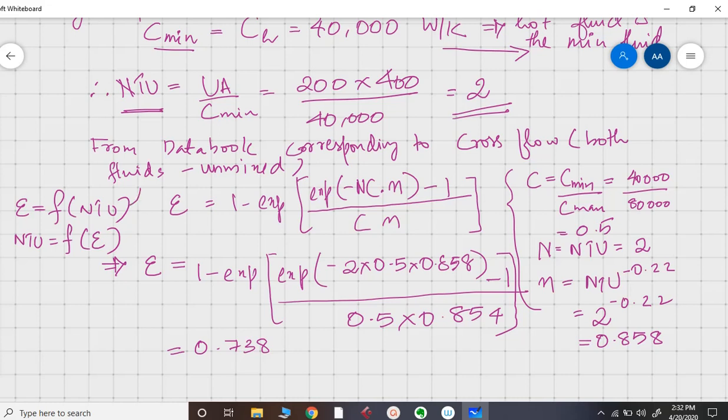Therefore, you would choose from the first set of equations, and for the given conditions of a cross flow heat exchanger with both the fluids being unmixed, this would be the most appropriate equation. In this equation, capital C is the ratio of C minimum divided by C max, and from the given values it is going to be 0.5. NTU from the previous calculation is 2, and the small n as given in the data book is NTU raised to minus 0.22. So substituting all these values into the equation, you would finally arrive at an effectiveness of 0.738.